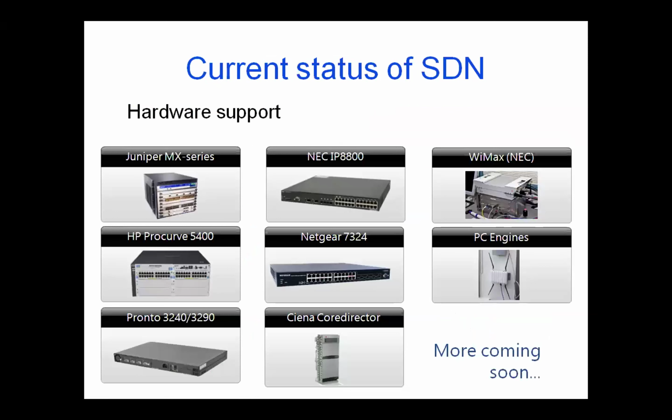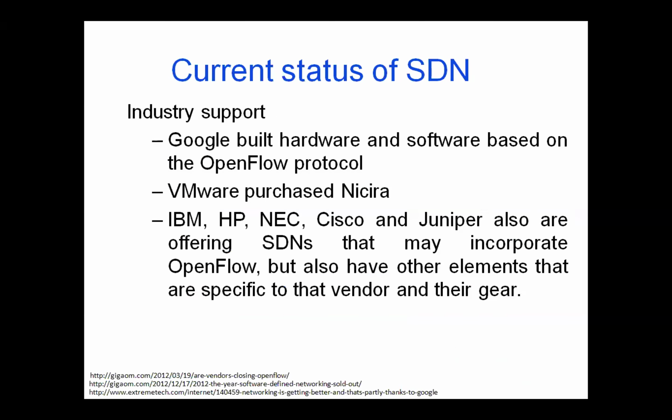So the current status of SDN: for hardware support, Juniper MX series, NEC IP 8800, WiMAX, HP ProCurve, Netgear, PC Engines, Pronto, Indigo, Cisco, and many more are also in the pipeline. For industry support, Google built hardware and software based on the OpenFlow protocol, and VMware purchased Nicira. IBM, HP, NEC, Cisco, and Juniper are also offering SDN that may incorporate OpenFlow, but also have other elements that are specific to that vendor and their game.